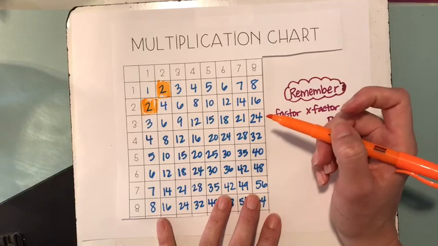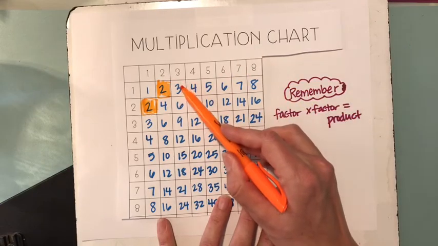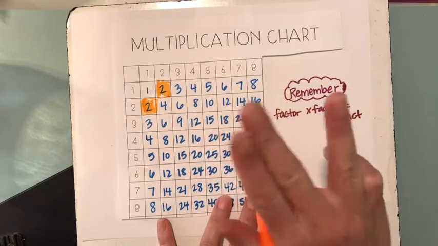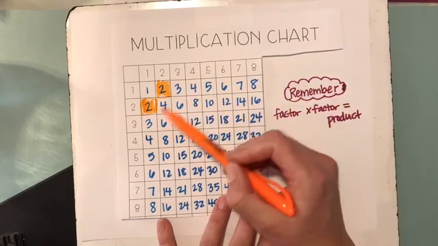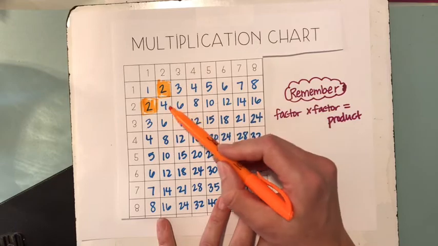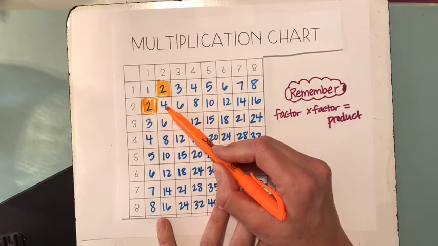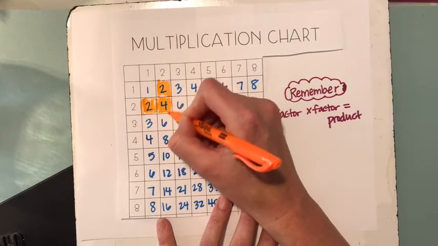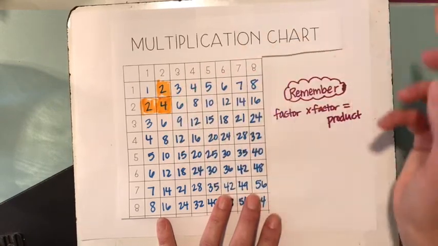Okay, how about 3? Nope, 3 has an odd one, right? There's an odd one out, so I'm not gonna color in my 3's. How about 4? Yes, 4 is even. So I am going to color it in.